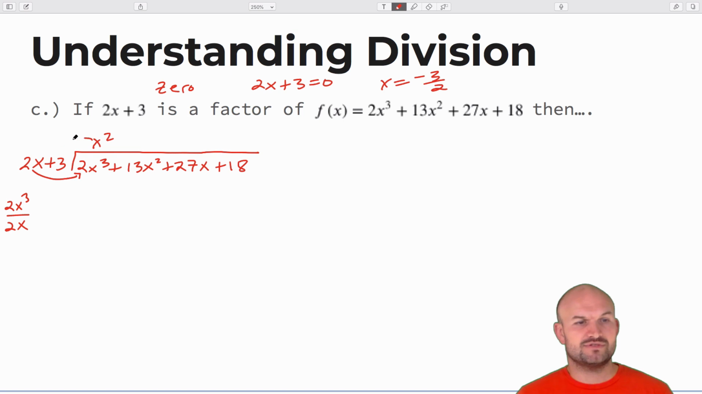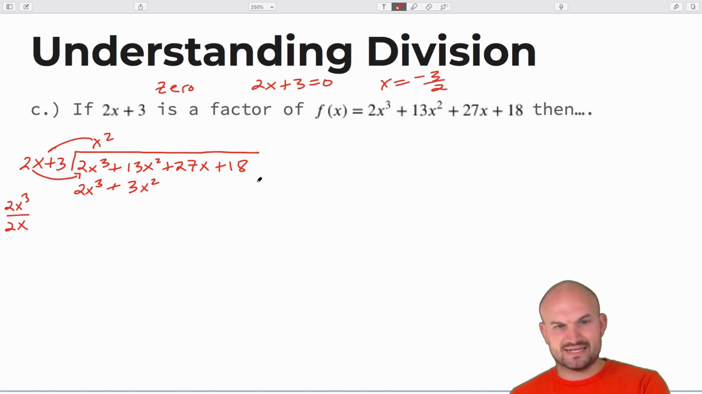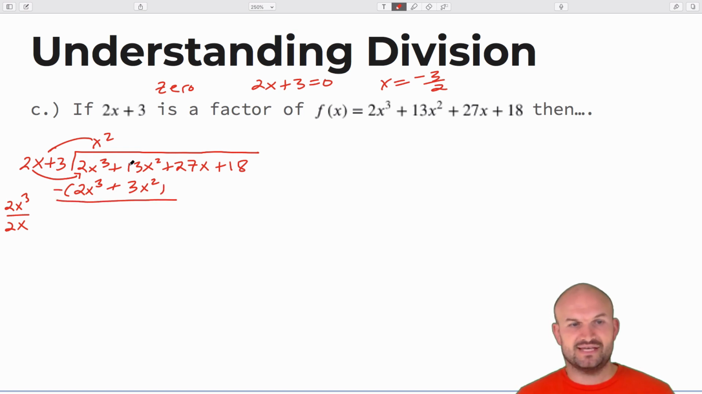x squared times 2x is going to be 2x cubed. x squared times 3 is going to be a positive 3x squared. Now again, you could write 0x and 0 here if you want to, but in this case, I'm just going to subtract my rows and not worry about them unless I need them. So 13x squared minus 3x squared is going to be 10x squared.